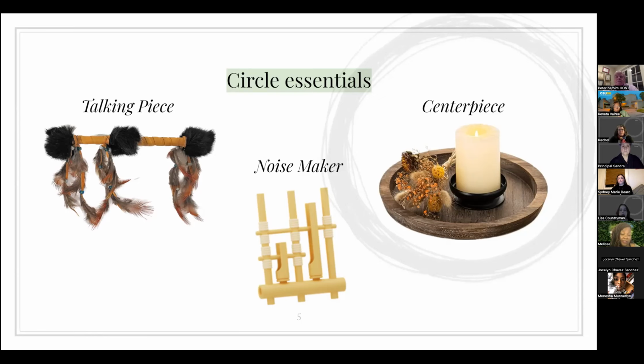The second essential piece is the noisemaker. And the noisemaker is held by the guardian of the circle. It is employed by the guardian and is generally a gentle noise. It might be a chime or a bell, maybe a soft rattle. And it's really used to get everyone's attention, to encourage everyone to do breath work, as well as take a moment of silence. At any point in time during a healing circle, any member that is participating can ask for the noisemaker to be sounded.